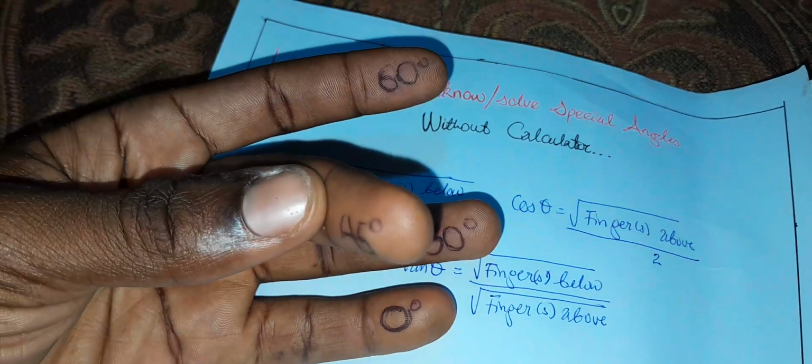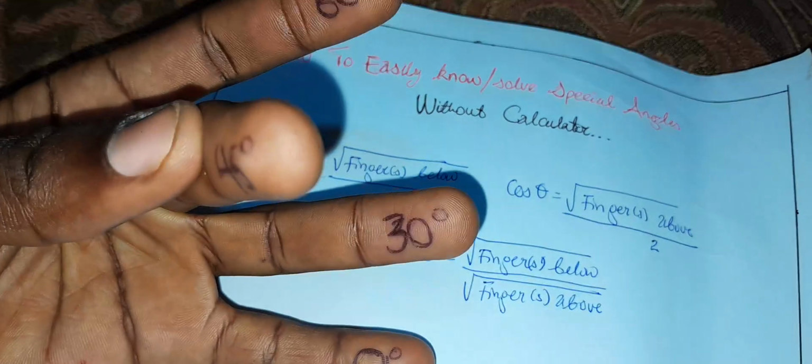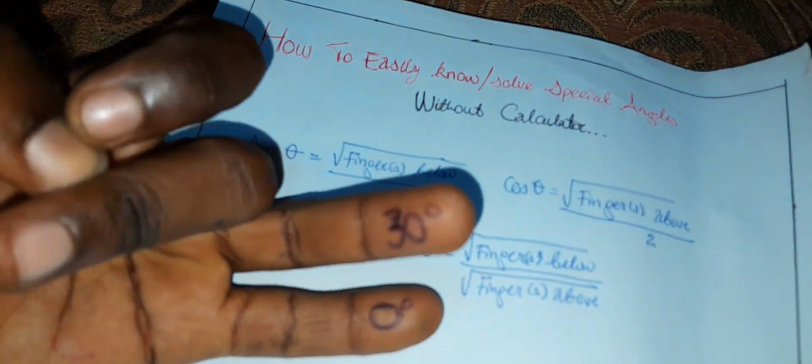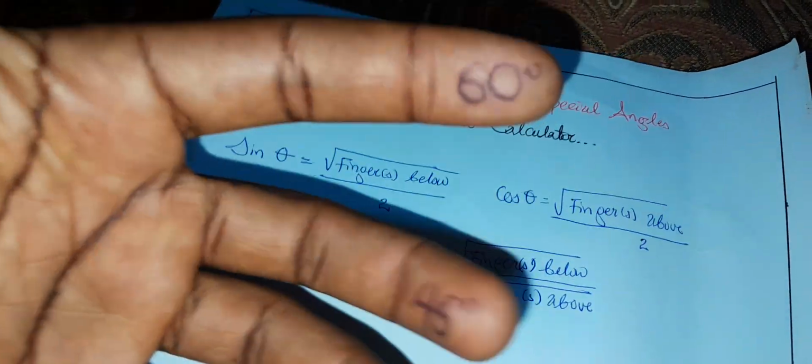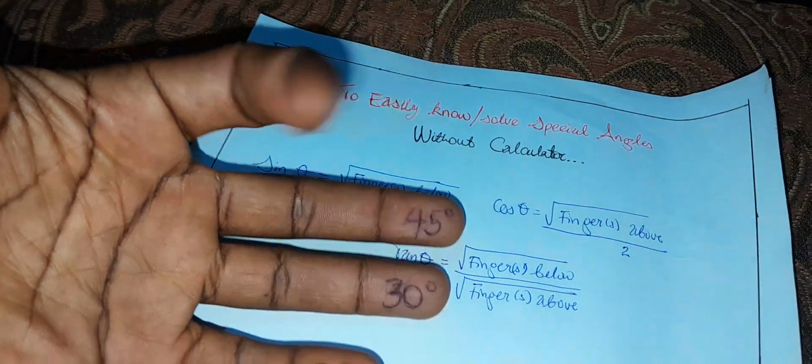What about sine 45? How many fingers are below 45? 2 fingers. So it will be square root of 2 over 2. What about sine 60? How many fingers are below 60? We have 3 fingers. So it will be square root of 3 over 2.